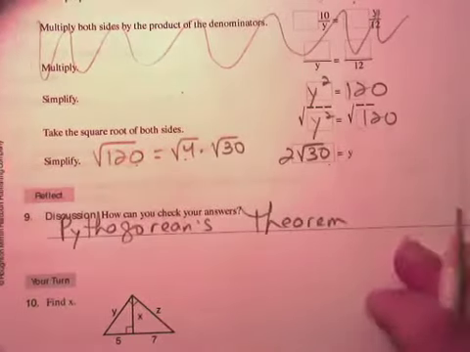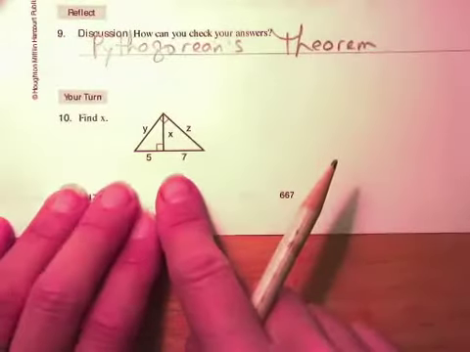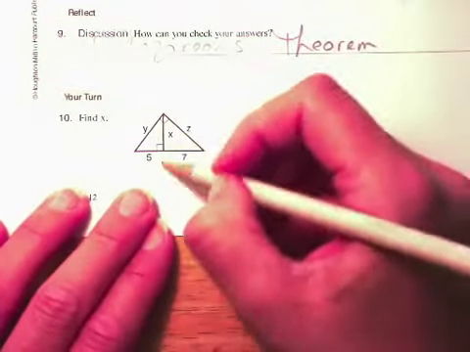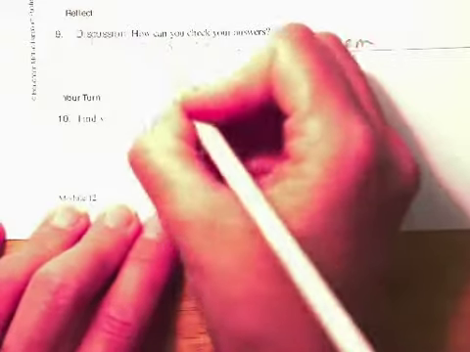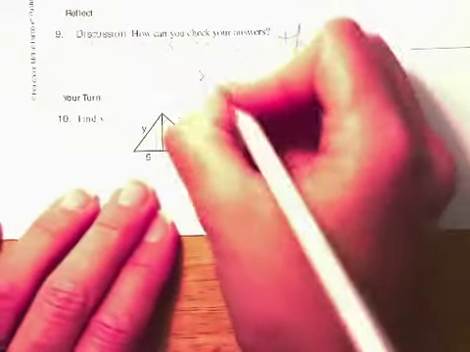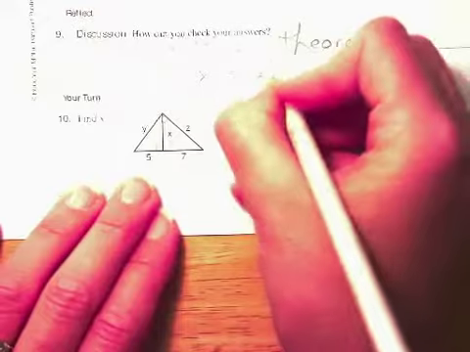So we could take those side lengths and plug them into Pythagorean's theorem and verify that a squared plus b squared equals c squared. So in this your turn, we're on our own. Let's solve for x first.